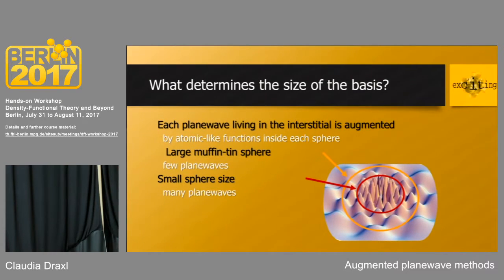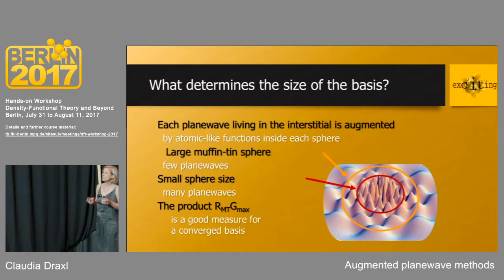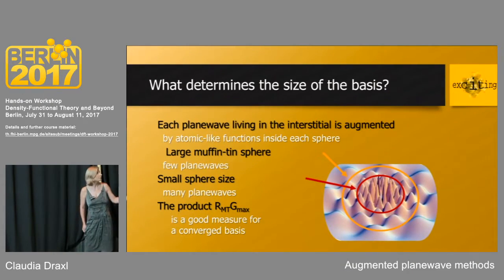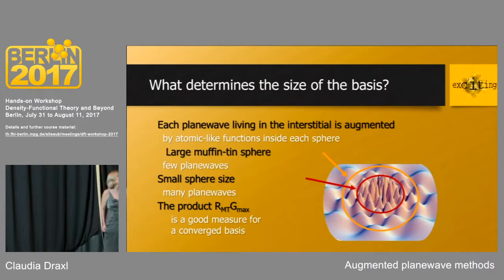And that's why if you look into literature, there is this famous RK max value, which is a measure for the basis size that you need, because it's a product of the muffin-tin sphere size and the maximum plane wave cutoff that you need. If the sphere size is large, you only need a small cutoff value. If the sphere size is small, you need a large value, and vice versa. That's why the product is good.